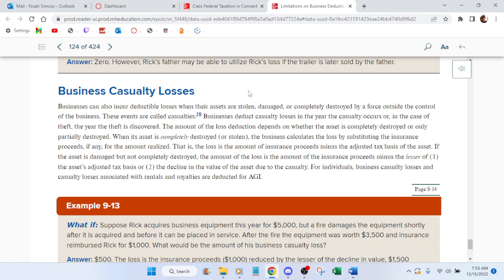If the asset is damaged but not completely destroyed, the amount of the loss is the amount of the insurance proceeds minus the lesser of the tax basis or the decline in the value of the asset due to the casualty. Individuals, business casualty losses, and casualty losses associated with rentals and royalties are deducted for AGI.